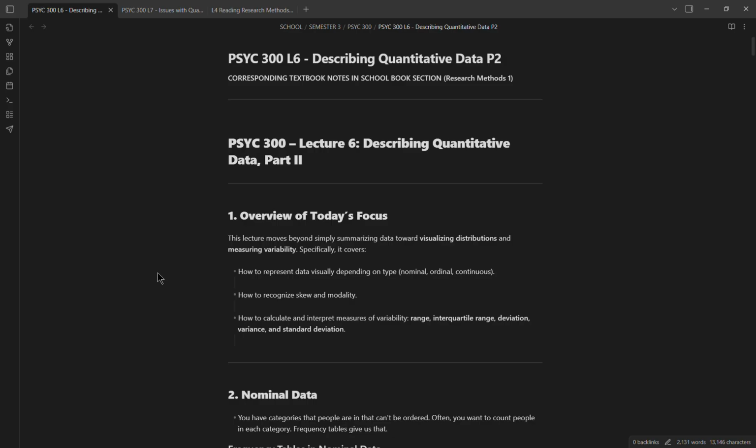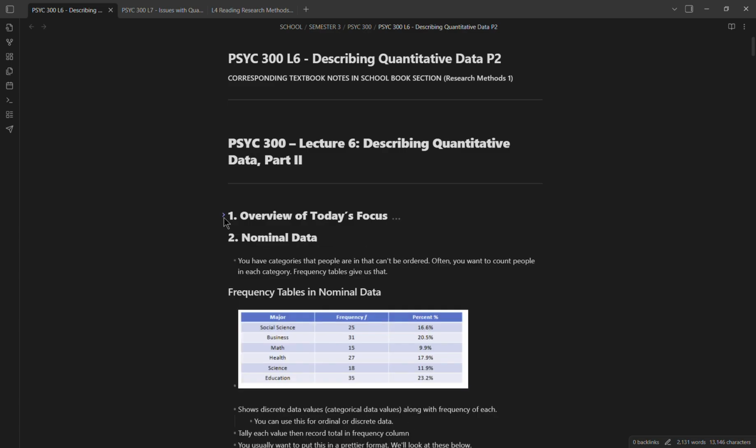So, the overview of this one. We already went through a simple summarization. Now we're going to get into visualization and measuring, specifically how to represent data visually, depending on type, right? Nominal, ordinal, and continuous, recognizing skew and modality, and how to calculate or interpret measures of variability, right? Range, interquartile range, deviation, variance, and standard deviation. I'll probably be asking you to look at the screen every now and then. I'd recommend doing it. You don't have to if you don't want to.